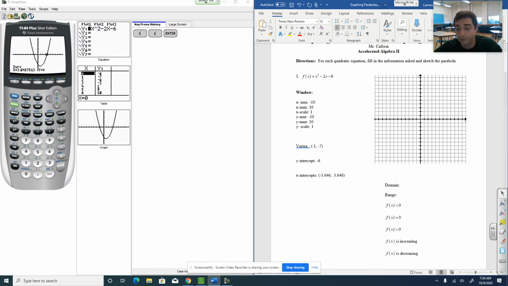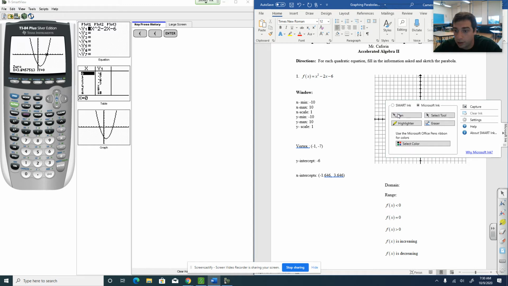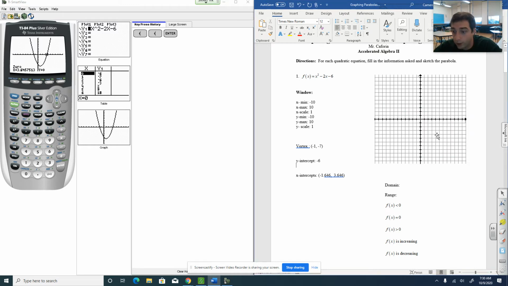So we know, what do I want? I want to go here. Let me grab this smart ink. All right, so we know our vertex. We're gonna sketch it, okay? So we know our vertex is at, it shouldn't be -1, it should be +1. That was a mistake on my part. I hope you guys caught that.